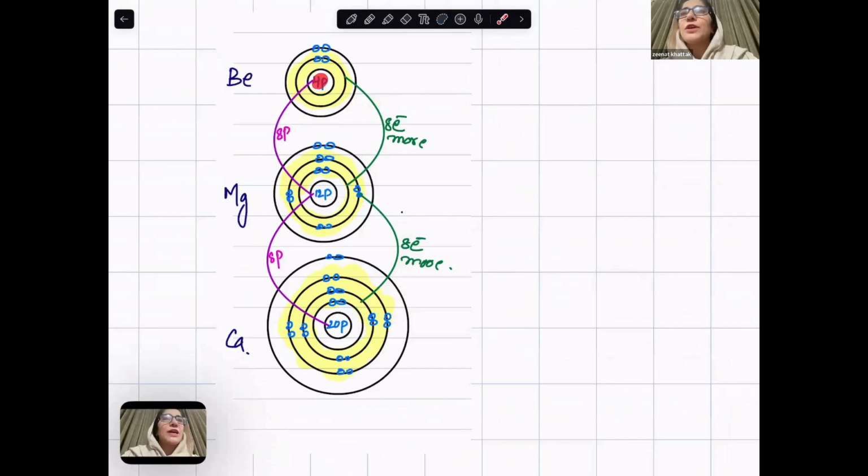In beryllium, there are 4 protons, 2 and 2. In magnesium, there are 12 protons, 2, 8, 2. So what is the difference? Are the protons increasing? Does the attraction by the nucleus increase? Yes. More protons, more nuclear attraction. There are 2 shells. There are 3 shells.